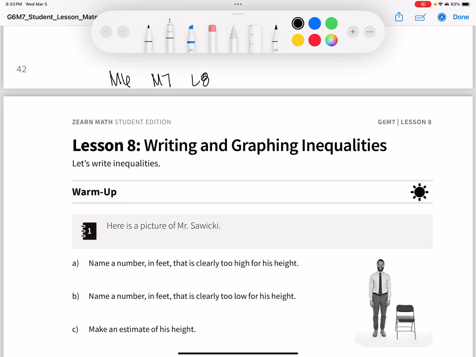Today we are doing Math 6, Mission 7, Lesson 8, Writing and Graphing Inequalities. So we're going to do some graphing, but it's not going to look exactly like you might be used to.